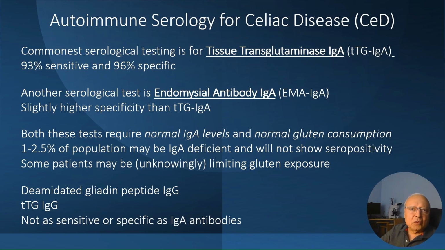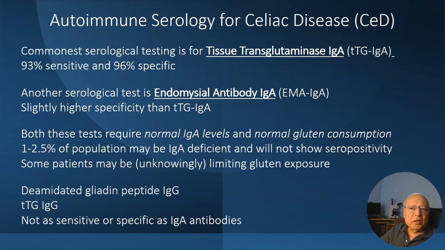Let us discuss autoimmune serology in celiac disease. So the commonest antibodies done are IgA antibodies. One is tissue transglutaminase, which has 93% sensitivity and 96% specificity. And another one is endomysial antibody, and this has slightly higher specificity than TTG. But both these antibodies require normal IgA levels to be present in the patient and continued gluten exposure or normal gluten consumption.